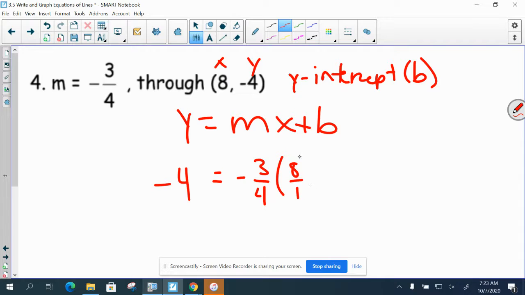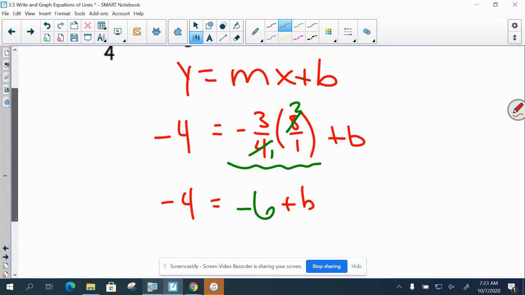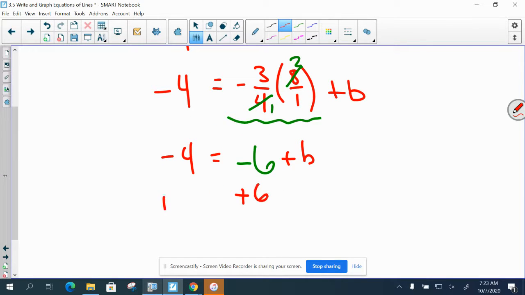So I'll put the whole number over 1 to make it a fraction, and then plus b. That's what we're trying to solve. So if you remember from algebra, the first thing we would do is simplify this part, the m and the x. So we've got -4. Now this would simplify, 4 and 8 can cross-reduce as 1 and 2. So this would be -3 times 2 over 1, which would be -6. So if we've got -6 plus b, and then to solve for b, you would add the 6 over. So then you get 2 equals b.